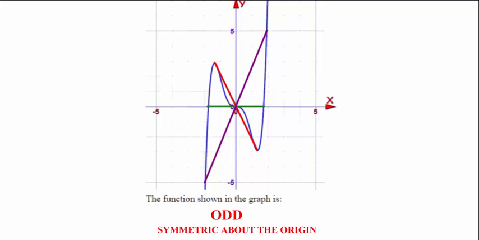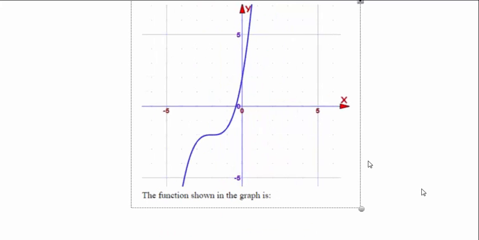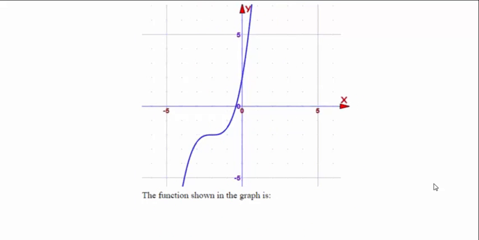Let's take a look at one more. Here we have a function drawn. And again, we want to look at some symmetries. Symmetry along the y-axis and also with our origin. If we look at the y-axis as where our mirror is at, and we compare what's happening on one side, we can see it is not happening on the other. So it's not symmetric about the y-axis.